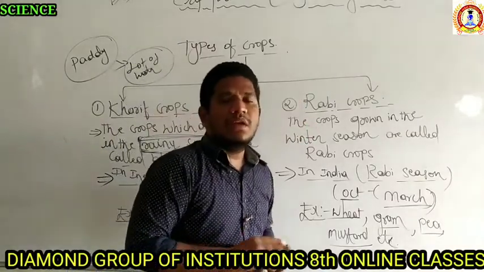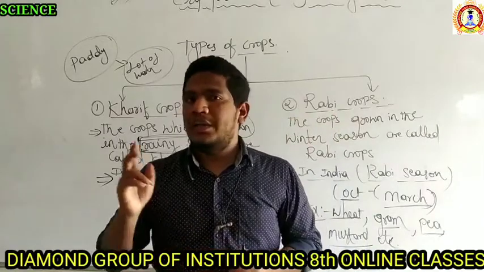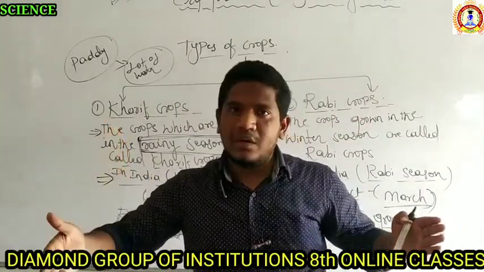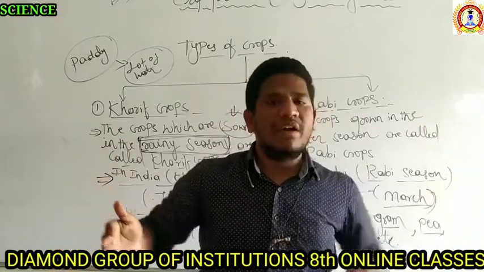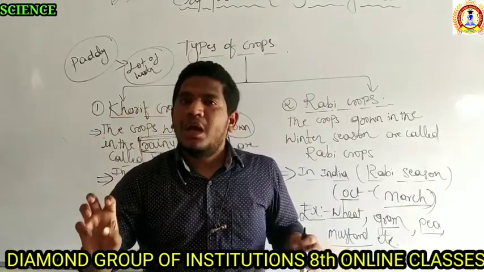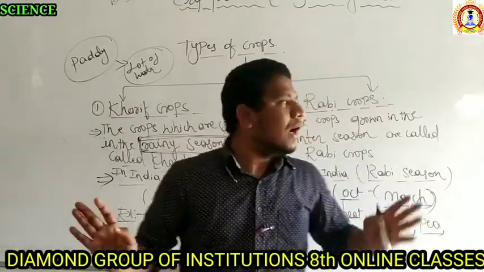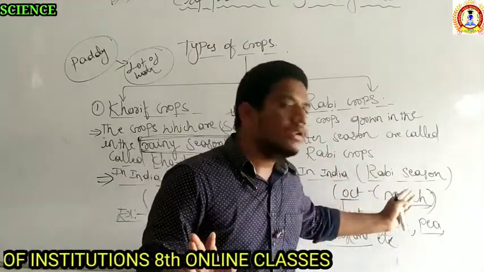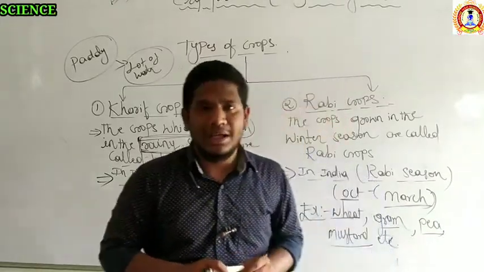Means the crops are again subclassified into two types, known as kharif crops and rabi crops. Kharif crops are called rainy season crops and rabi crops are called winter season crops. Kharif months vary from June to September and rabi crop months vary from October to March. So these are the two types of crops of India.